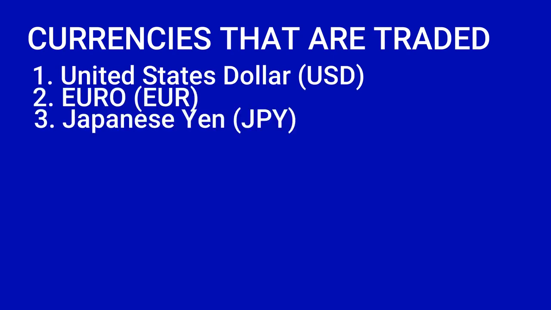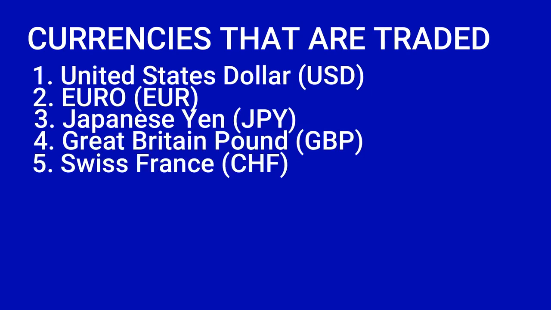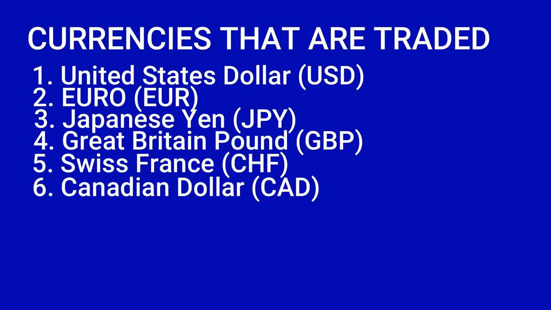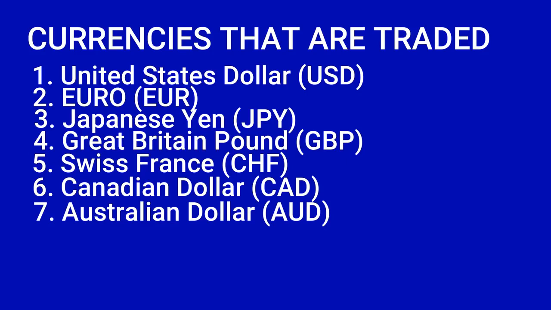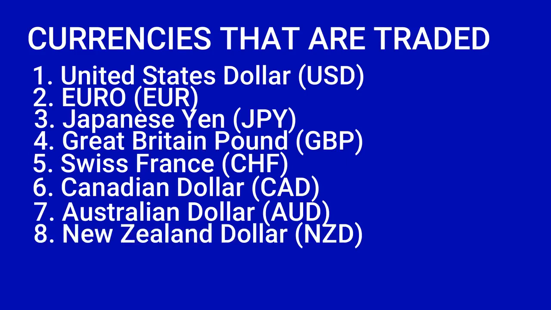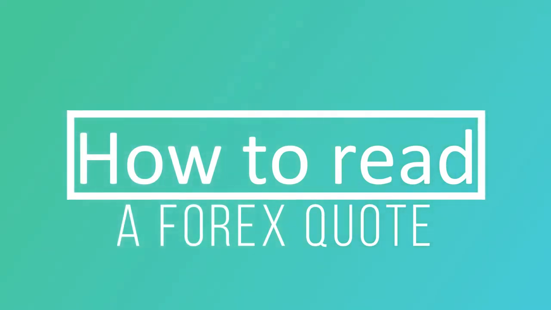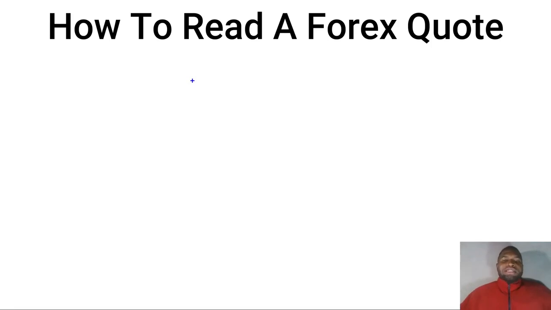But out of a whole bunch of currencies that can be traded on the forex market, we are just going to be focusing on the following 8 currencies: the United States dollar, the euro, the Japanese yen, the Great Britain pound, the Swiss franc, the Canadian dollar, the Aussie or Australian dollar, and lastly the New Zealand dollar. Now, when we are reading a forex quote, currencies are not written in their full names, but in 3-letter codes.